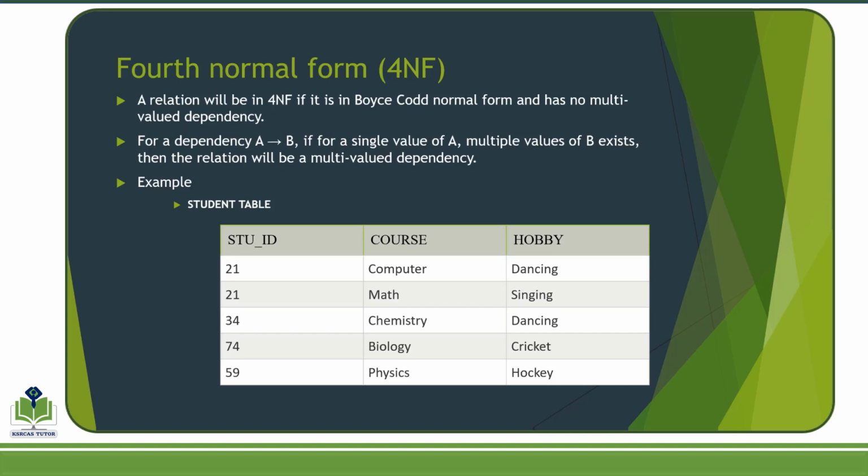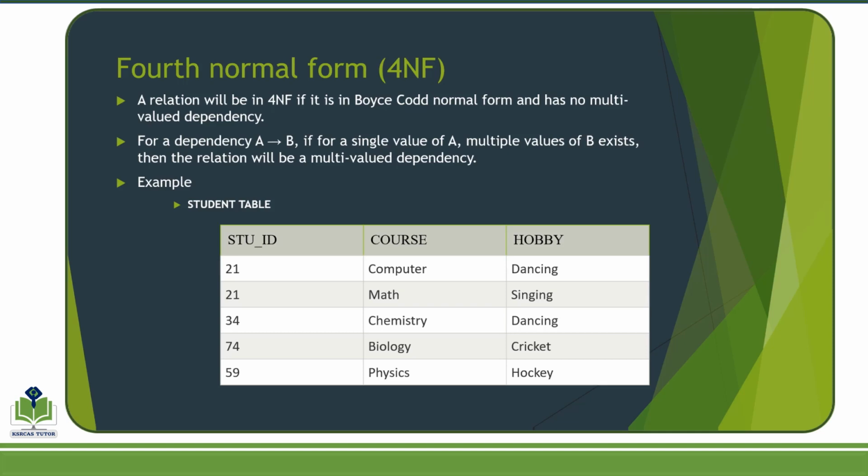Before going to see fourth normal form, we can see what a multi-valued dependency is. For a dependency A to B, if for a single value of A, multiple values of B exist, then the relation will be a multi-valued dependency. So in this fourth normal form, the table should be in Boyce-Codd normal form and it should not have any multi-valued dependencies. For this, we can see an example called the students table.